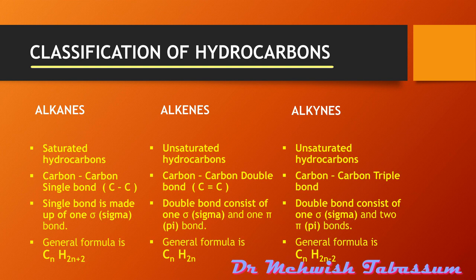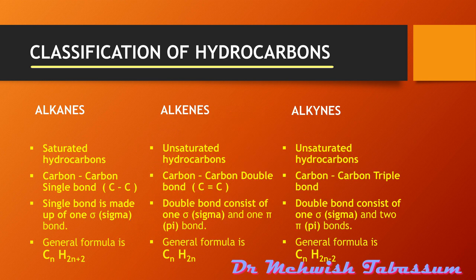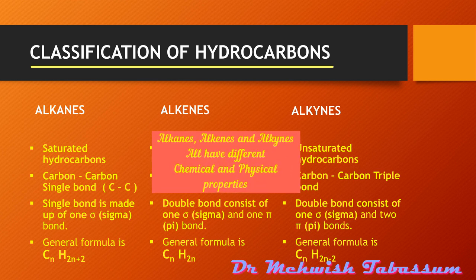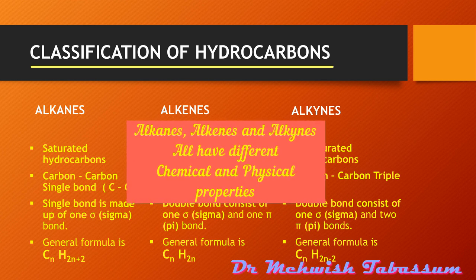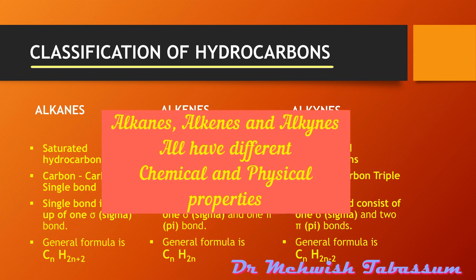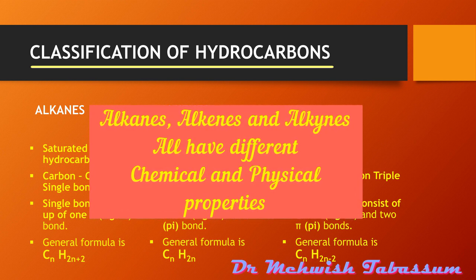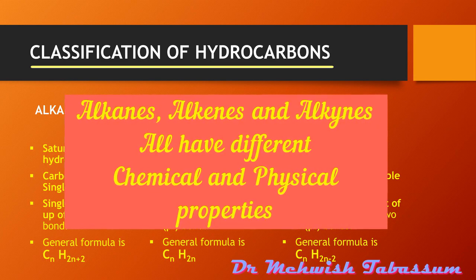So saturated and unsaturated hydrocarbon. So what is our motto? Our motto is to differentiate the properties of saturated and unsaturated hydrocarbons. As alkanes fall in the category of saturated hydrocarbons, so alkanes have different physical and chemical properties, alkenes have different physical and chemical properties, same is the case with alkynes. So all the three subclasses of hydrocarbons have different physical and chemical properties. Let's differentiate between the three classes of hydrocarbons.